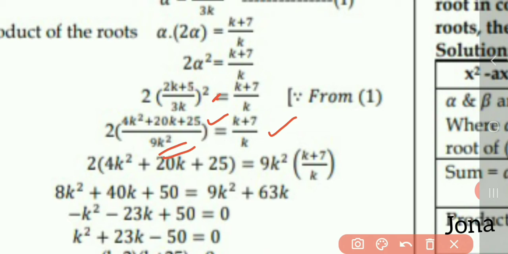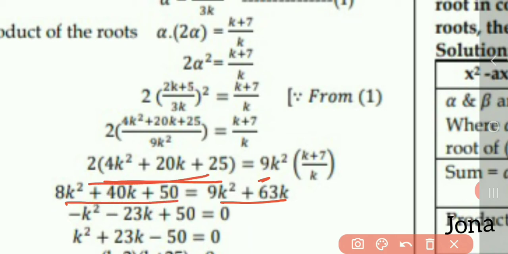And then we can cancel on both the sides. Here k and k get cancelled. So we'll have simply, we can cross multiply by this 9 to the other side. So we'll get 2 into the numerator here, which is equal to, cross multiply, 9 into k plus 7. So we can cancel these things, so that we got 9k square plus 63k. And then here also we have to multiply this, so that we got like this.